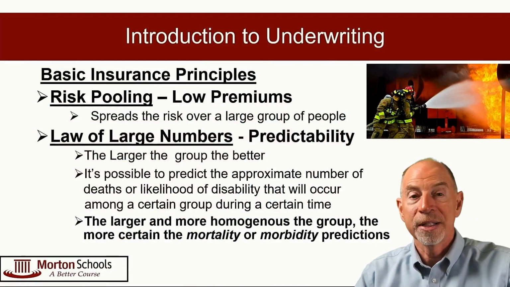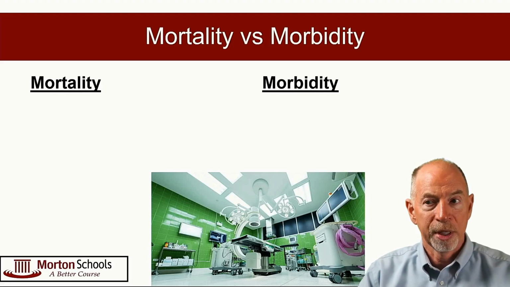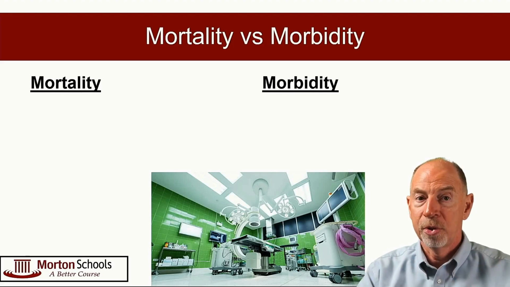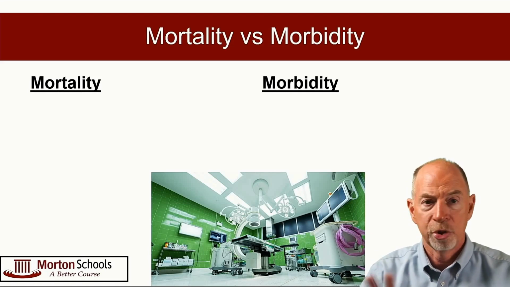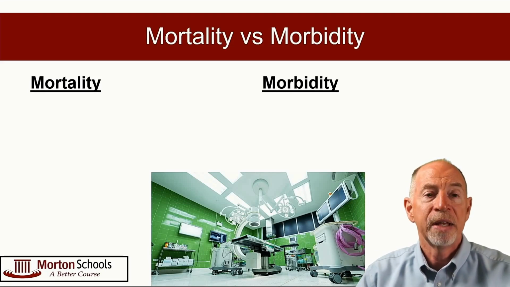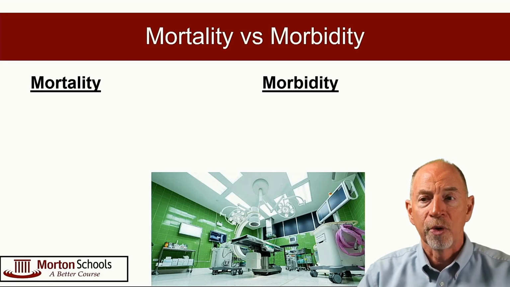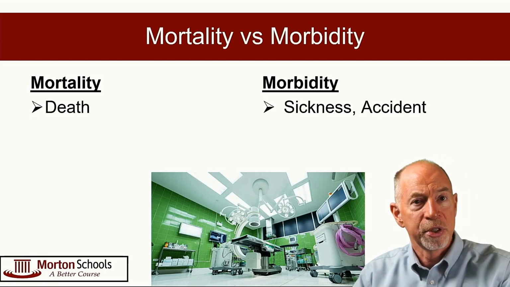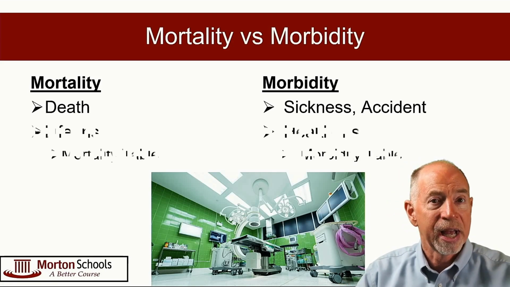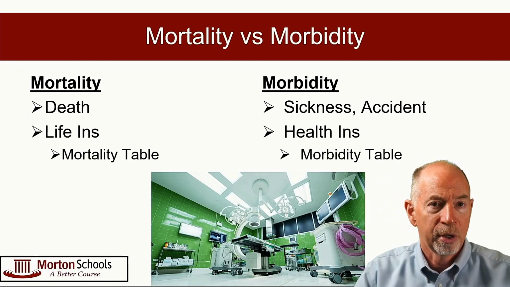Now, of course, that brings up two new terms, which is mortality and morbidity. These terms absolutely will show up on your test, especially if you're taking, for example, the life and health test. You will definitely see these. They may even show up on the property casualty test. Now, what's the difference? Mortality has to do with death. Morbidity has to do with sickness. So mortality has to do with life insurance. Morbidity has to do with health insurance.